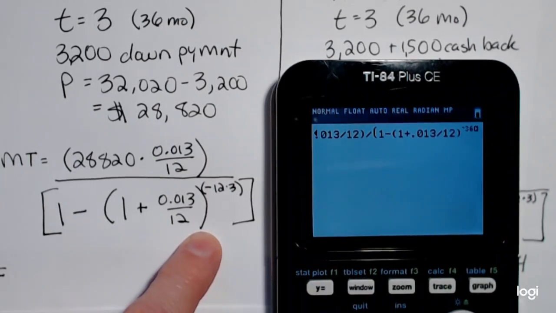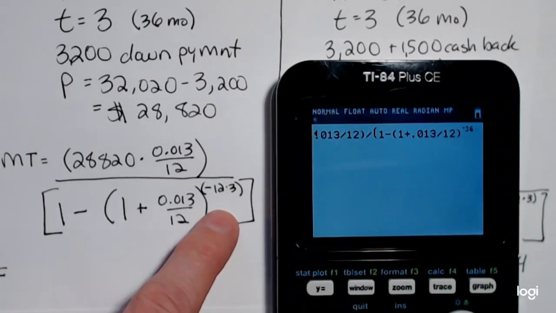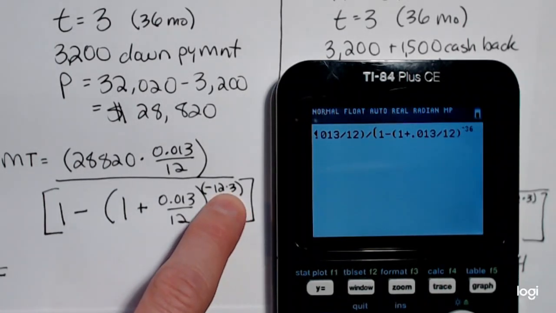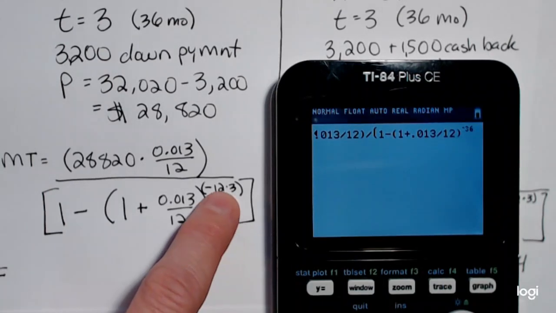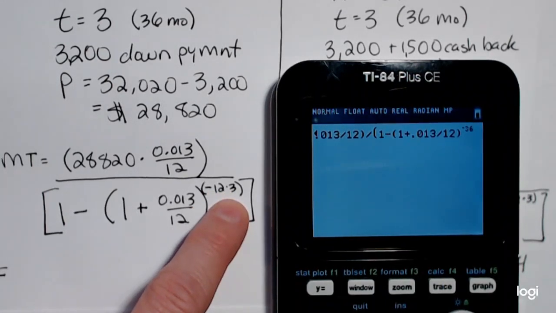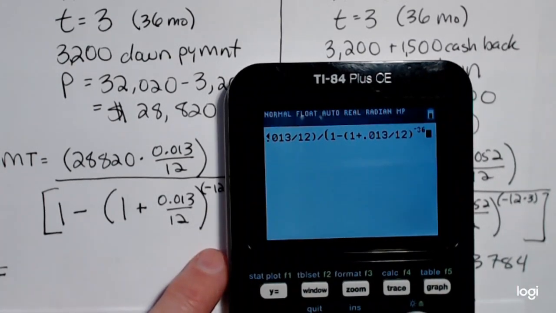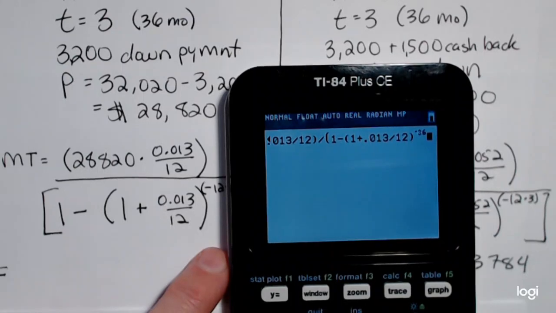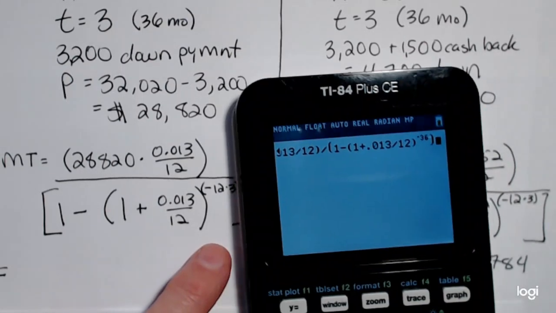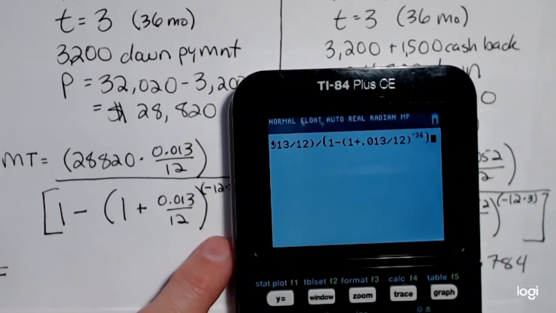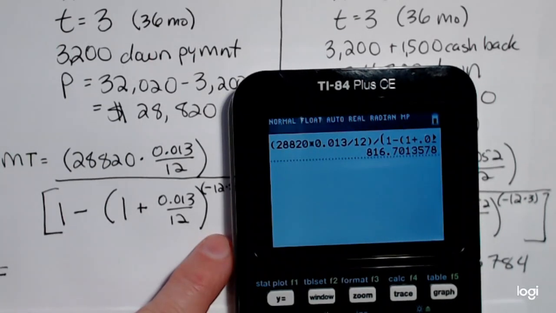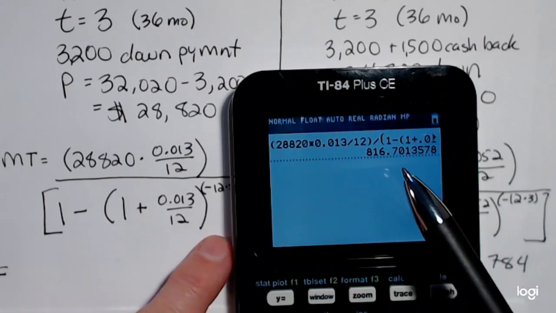If you're using an older TI-84 or a TI-30, if you want to put a product up here in the exponent, you need to put parentheses around it. For the newer TI-84, that's not necessary. All right, so I'm going to right arrow out of the exponent, close my outer set of parentheses for my denominator expression, press enter. So that's his monthly payment.